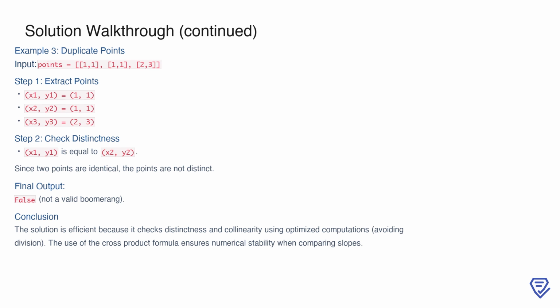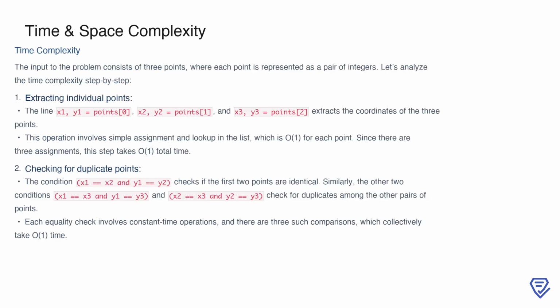To summarize, the solution is efficient because it avoids complex computations like division by relying on the cross-product formula for collinearity. This approach ensures numerical stability and quick evaluation of the conditions for a valid boomerang. To analyze the time complexity of this solution, we begin by looking at the input, which consists of 3 points represented as pairs of integers.